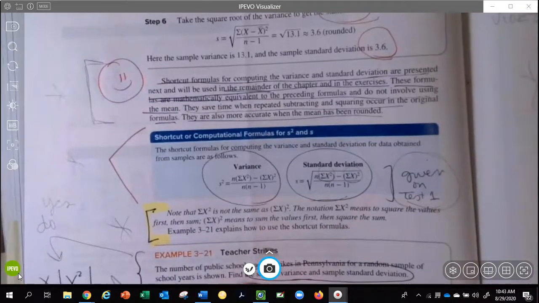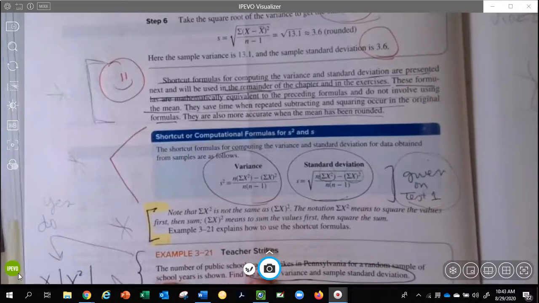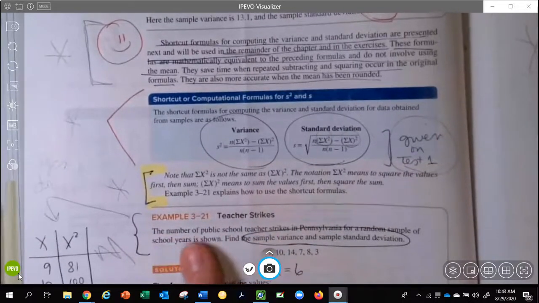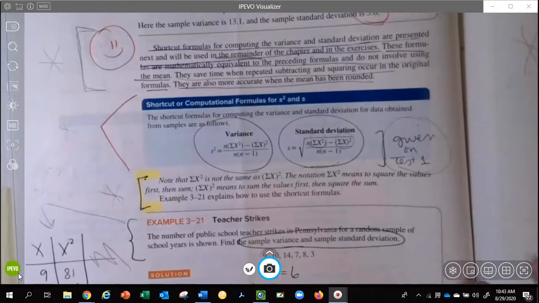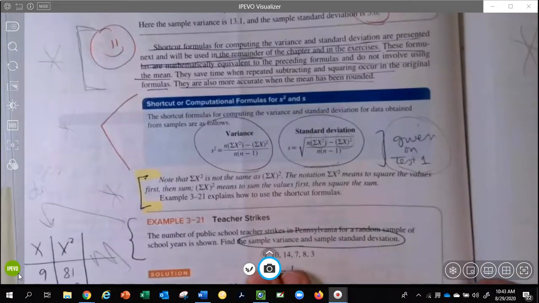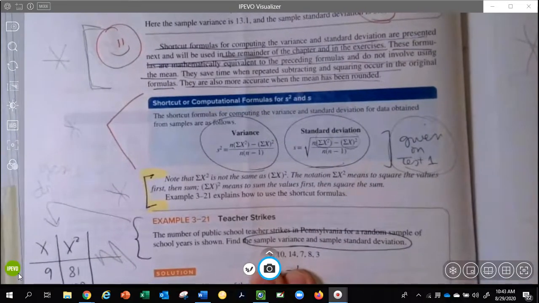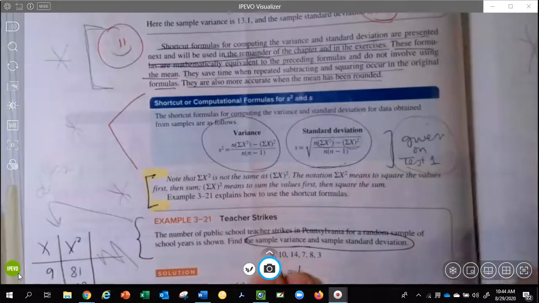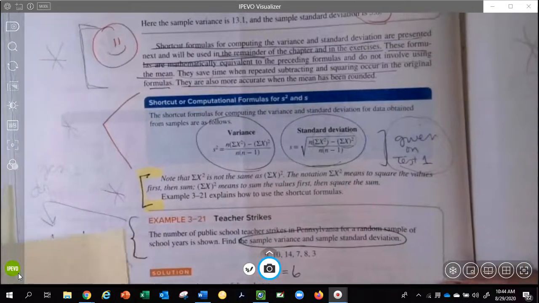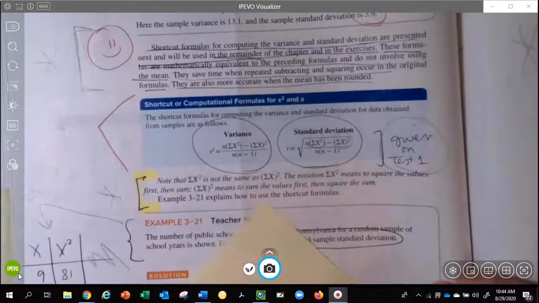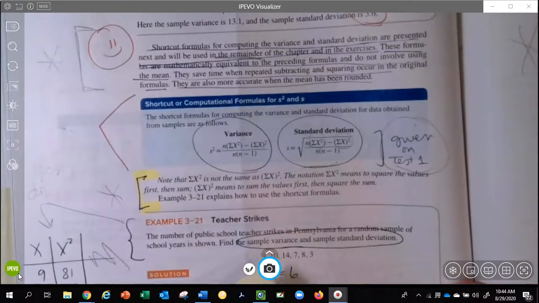I do want to look here at example 3-21. On 3-21, it is talking about teacher strikes and the number of public school teacher strikes in Pennsylvania, and it lists them here. So I've already worked through this problem, but I highly encourage you to start from scratch, like just some scratch piece of paper or in your notes. And it says find the sample variance and the sample standard deviation.